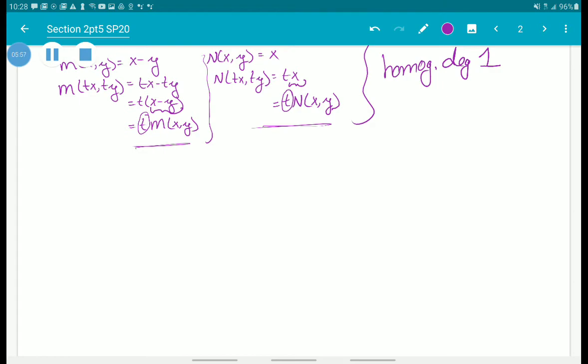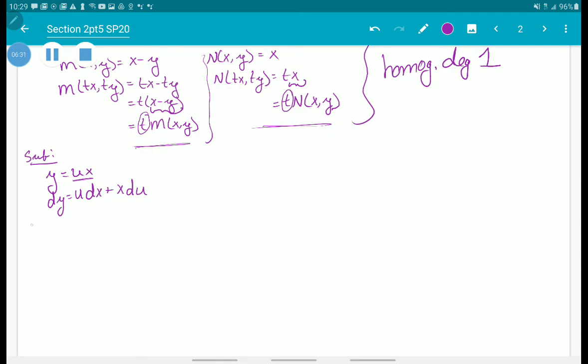So to me, it looks like n is a little simpler, so I'm going to use y equals ux. So if we have a substitution for y, we also need a substitution for dy, and that dy substitution is going to come from taking the derivative of y. And that derivative is first times derivative of the second plus second times derivative of the first. So it becomes dy equals u dx plus x du.